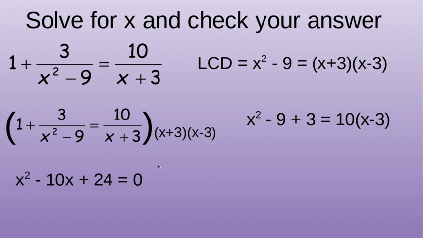This is factorable. Factors of positive 24 that add up to negative 10 will be negative 6 and negative 4. So when we set each factor equal to 0, we're going to get two answers. We're going to get x equals 6 and x equals 4.